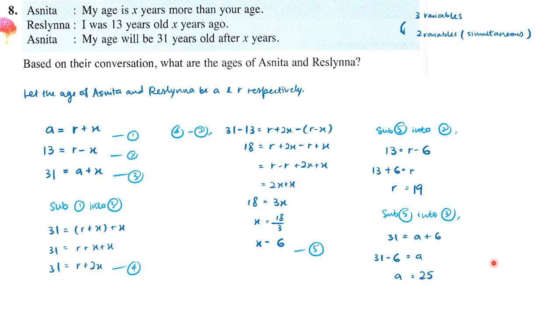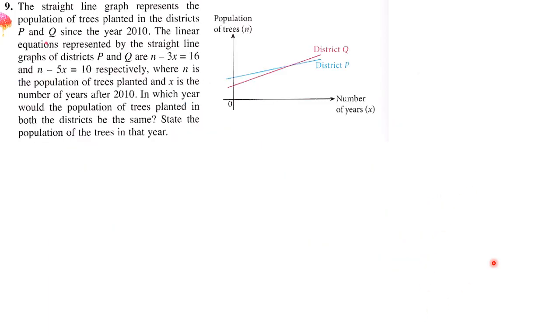Okay, done. Next question. The straight line graph represents the population of trees planted in the districts of P and Q since the year 2010. The linear equations represented by the straight line graphs of districts P and Q are this and this equation. N, take note, N is the population of trees, and x is the number of years after 2010.